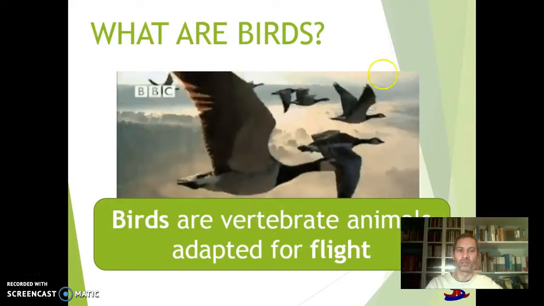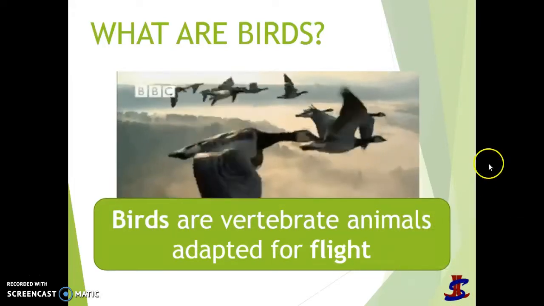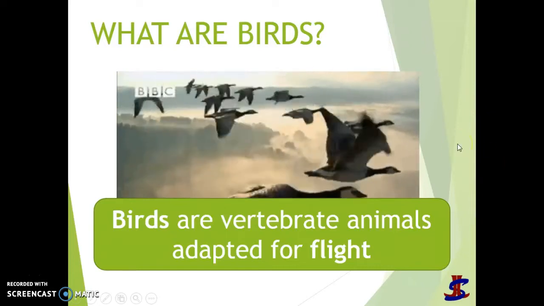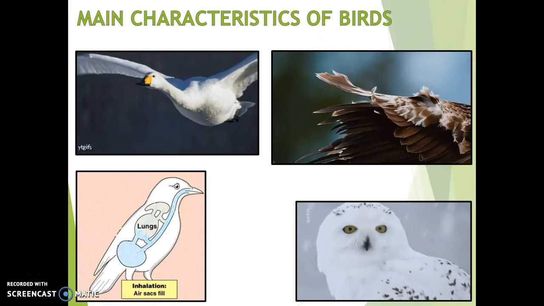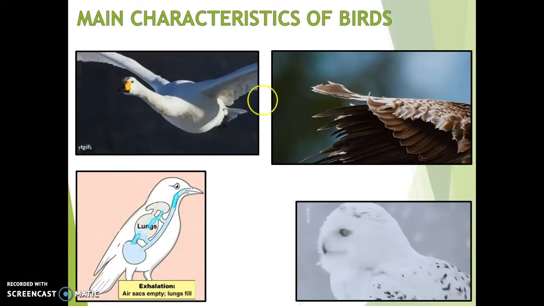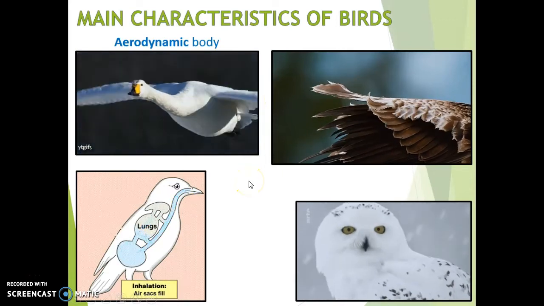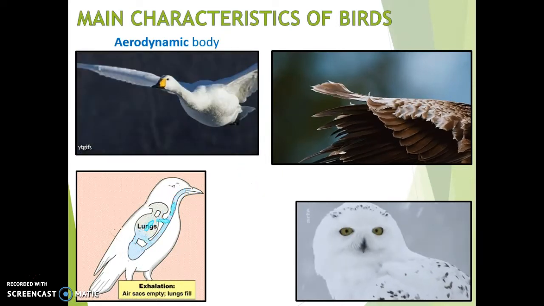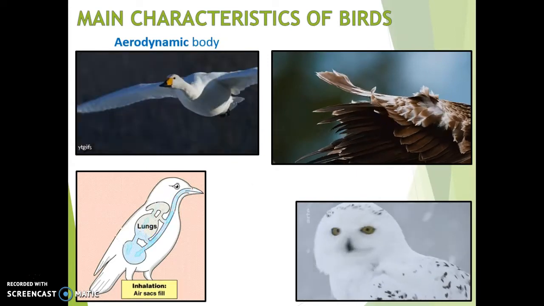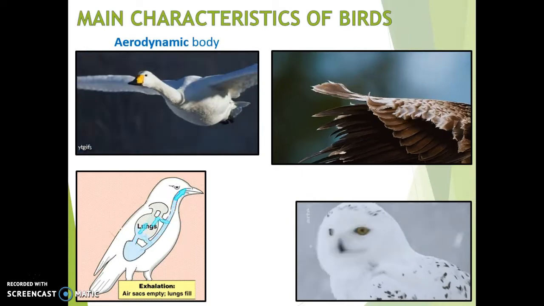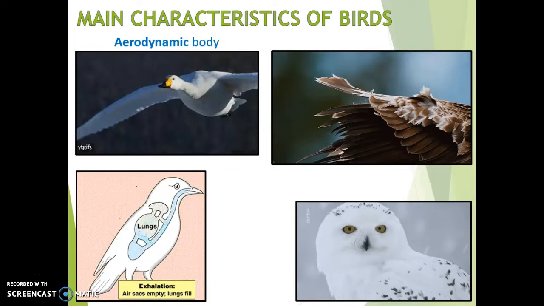So what are birds? Just let me hide myself because I don't want to bother you. Birds are vertebrate animals adapted for flight. And what are the characteristics that make them fly? From one side, they have an aerodynamic body. They have to oppose the least resistance to air when flying because air is difficult for animals, so they have to be aerodynamic. Just like fish in the water, they also have an aerodynamic body.